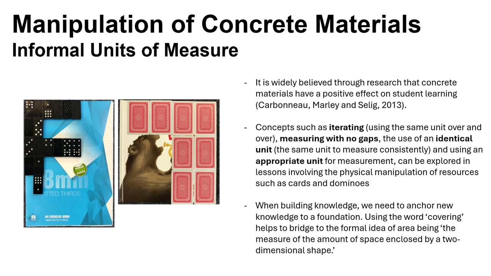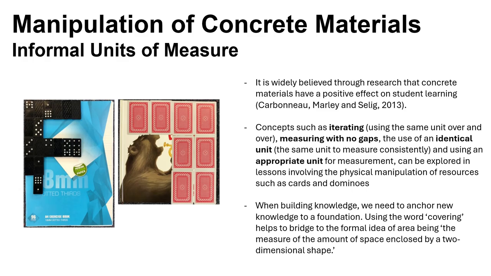So this is a nice way to start talking about area and layering in that idea of covering and then moving into those formal methods. So get students to cover objects or surface area with informal units of measure. When we're talking about informal units, we're just talking about concrete materials like dominoes, playing cards, or an A4 piece of paper.